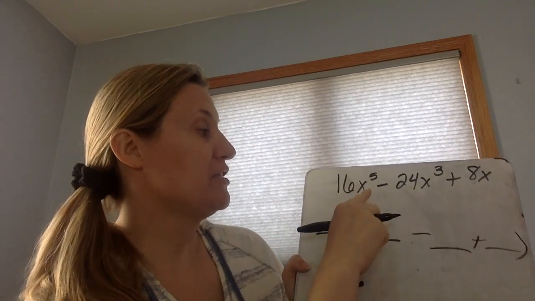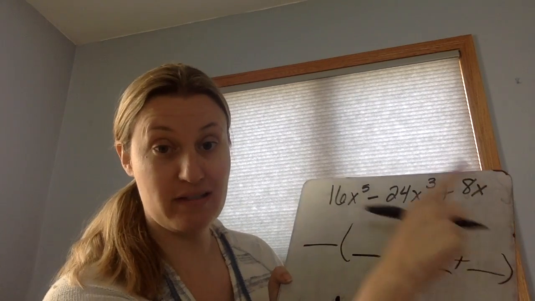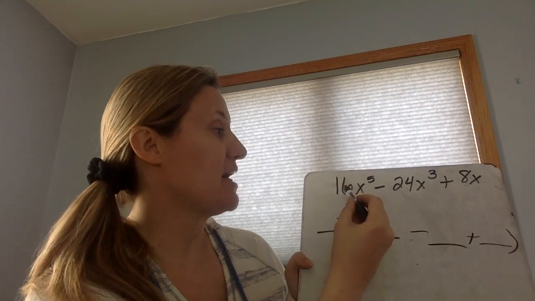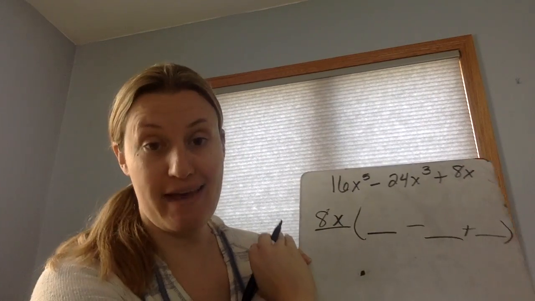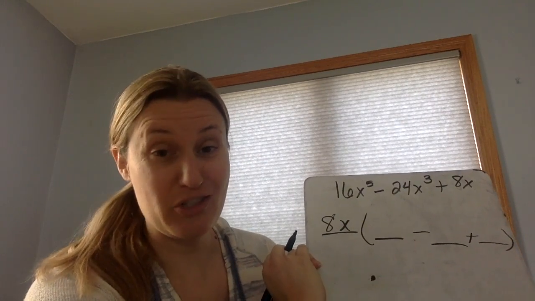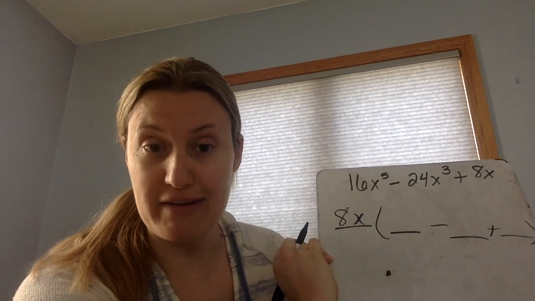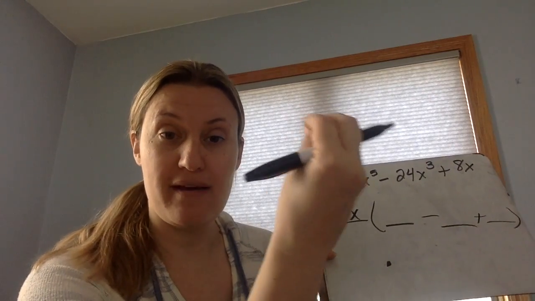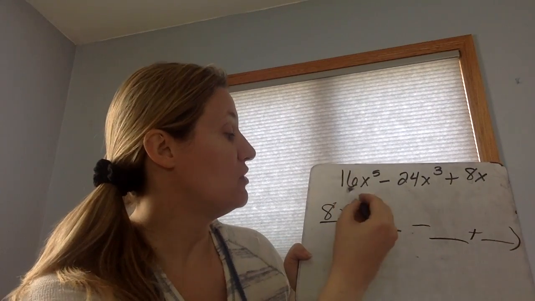Okay? So now I need to look. Is there a variable? I have 5 x's, 3 x's, and 1 x. So the most I can pull out is 1 x. The greatest common factor of 16, 24, and 8 is 8. How do I know that, folks? I just know it. So you are going to have to find that greatest common factor. I may, in your email, send all of you a multiplication table, which can help you find factors.